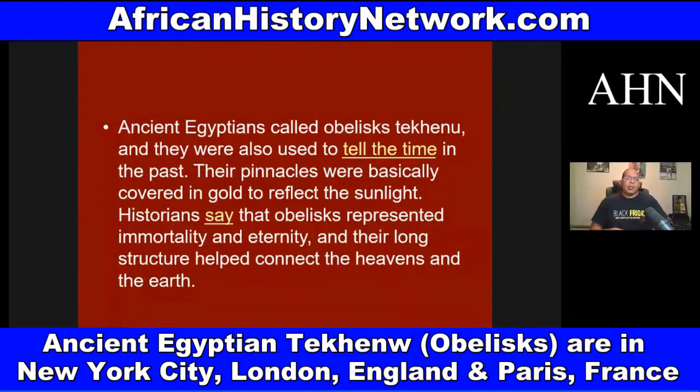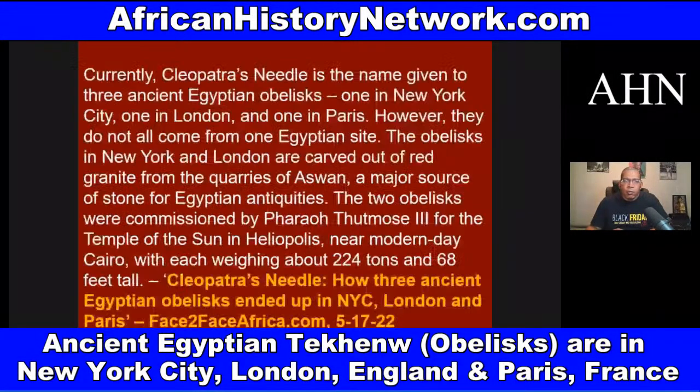Ancient Egyptians, ancient Kemetic people call obelisks Tekkenu, and they were also used to tell time in the past. Their pinnacles were basically covered in gold to reflect the sunlight. Historians say obelisks represented immortality and eternity. When you go to graveyards, you'll see those stone structures. You'll see obelisks in graveyards also. Their long structure helped connect the heavens and the earth.